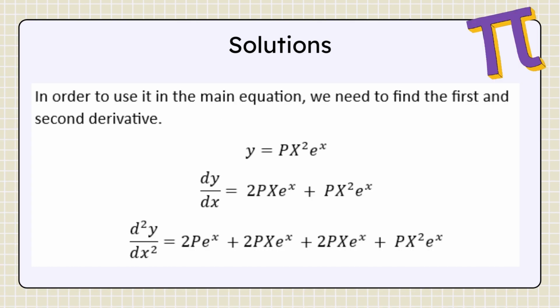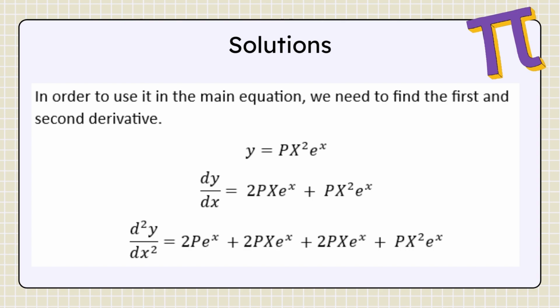Okay, in order for us to find the yp, we need to find the value of the arbitrary constant p. So we will need to substitute it in the original equation. And in order for us to substitute it there, we need to find the derivative of this equation.